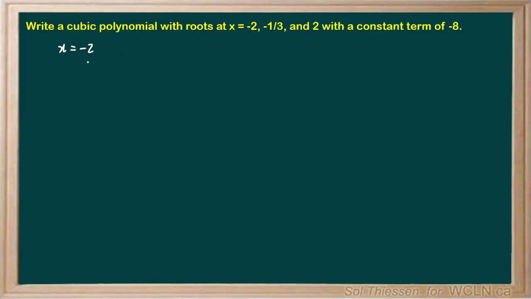So in this case, for the root at -2, we can add 2 to both sides to leave us with x plus 2 equals 0. So the corresponding factor is x plus 2.